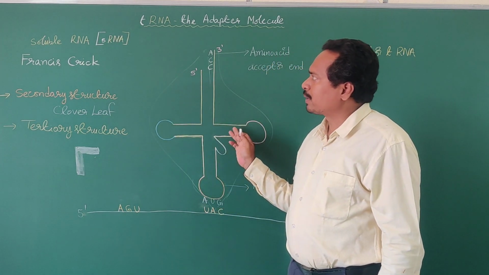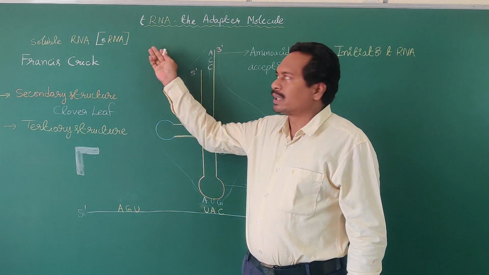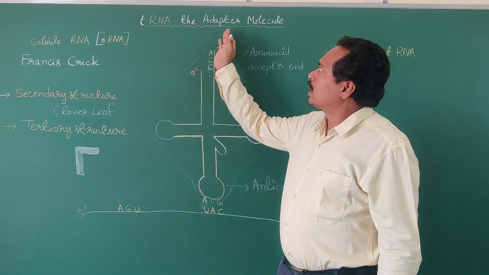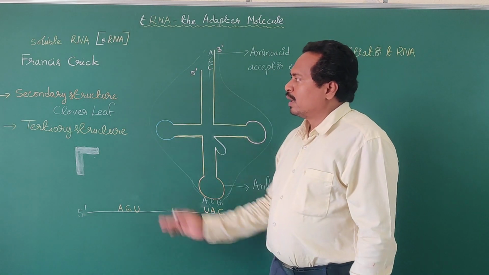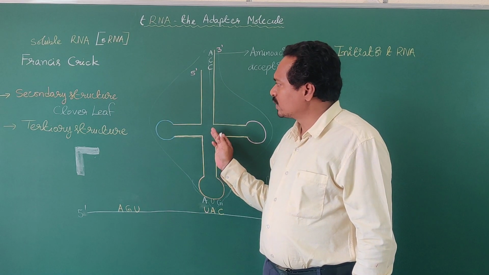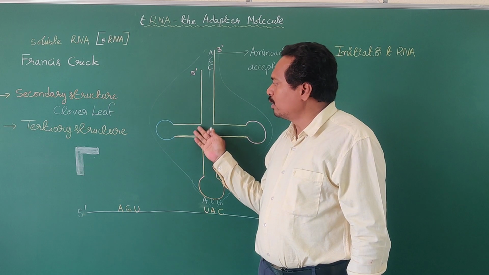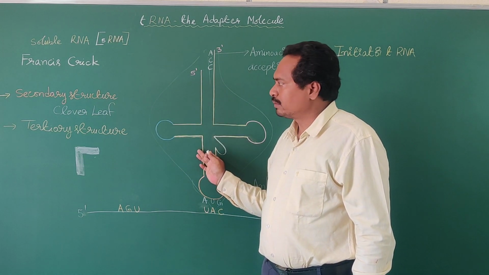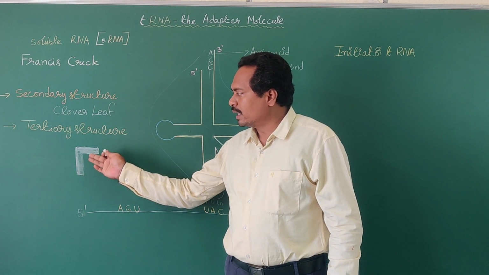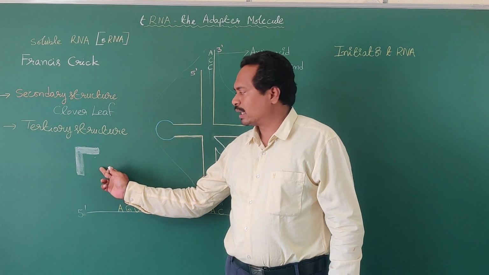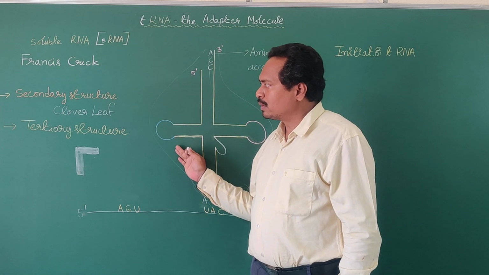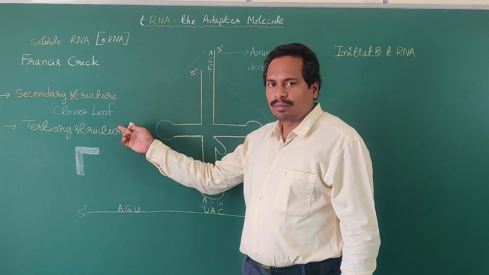Regarding this concept, from the objective point of view, the tRNA molecule is also known as soluble RNA. Okay. So what is the other name? The adapter molecule. The secondary structure of our tRNA molecule appears like a clover leaf. This is important from the objective point of view. And the tertiary structure of tRNA appears like an inverted L. Okay. So the secondary and tertiary structures of tRNA molecules are respectively clover leaf and inverted L.